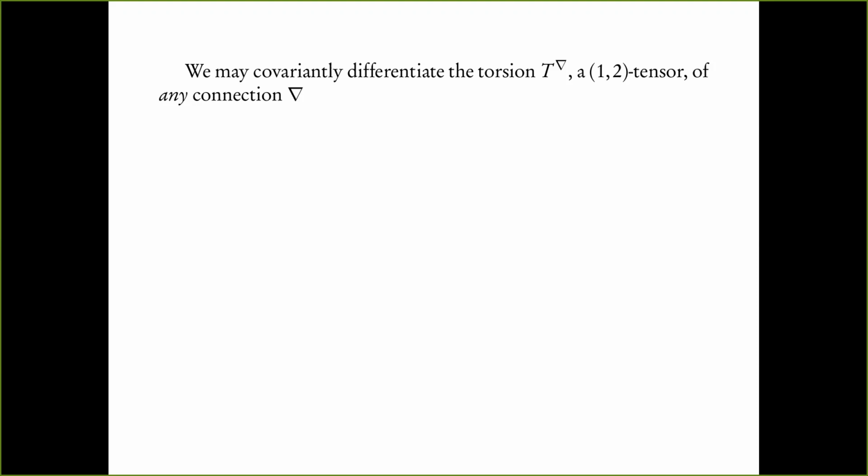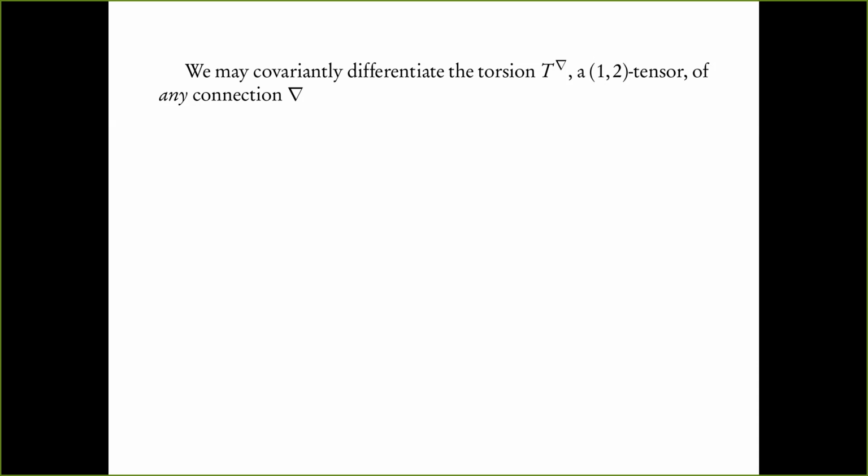So this is a 1-2 tensor for any connection nabla. It need not be metric compatible. It need not be torsion free. And it is defined in the same way: T nabla of X comma Y is going to be nabla_X Y minus nabla_Y X minus the Lie bracket [X,Y]. All right. So what you could do is you could take this torsion.